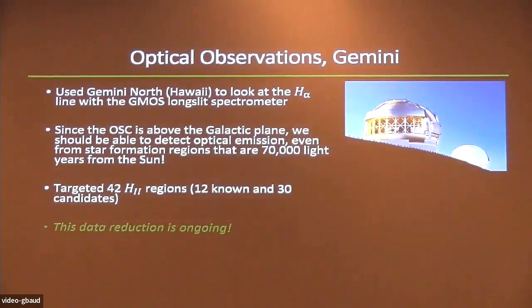Next, I use the Gemini data. We use the Gemini Telescope to see if we can detect this H-alpha line, because we need it to confirm whether they are emitted by HII regions. As I said earlier, the main trick is that the arm is above the galactic plane, so it won't be blocked by dust along the line of sight. We have targeted 42 HII regions, of which 12 are known and 30 are candidates. A big part of my work has been the data reduction to find the line.